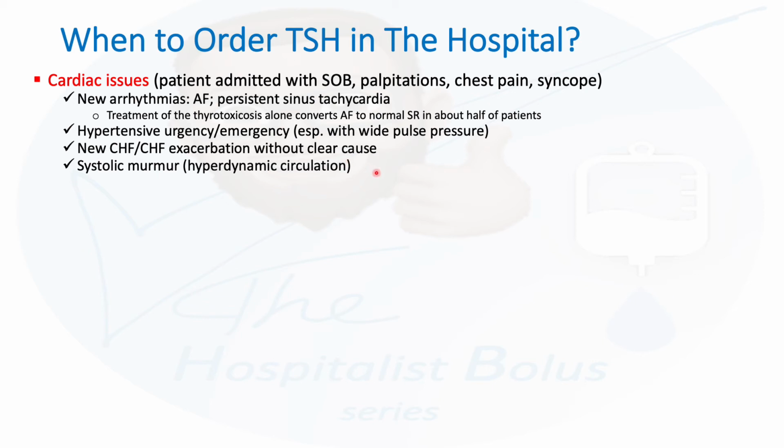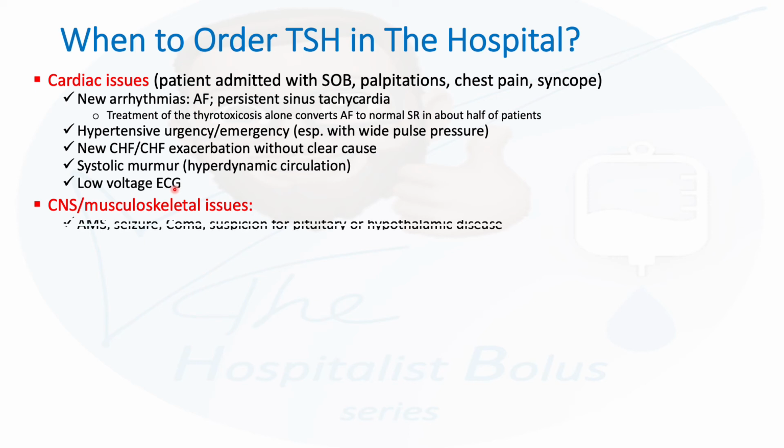Systolic murmurs because of the hyperdynamic circulation, especially with hyperthyroidism, can also make you think of thyroid dysfunction. Of course, most of the time this happens with other symptoms. If you're suspecting a mild benign systolic murmur, you don't need to check TSH in these circumstances. Low voltage ECG can be associated with thyroid dysfunction. For example, hypothyroidism can be associated with pericardial effusion, and this can lead to low voltage ECG.